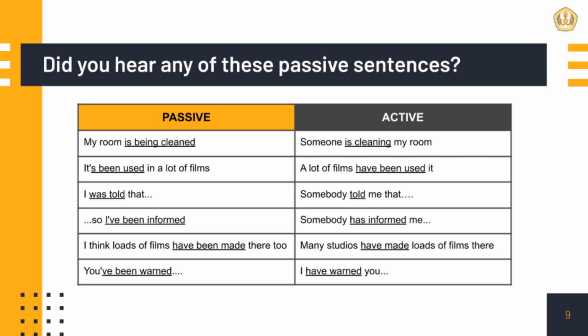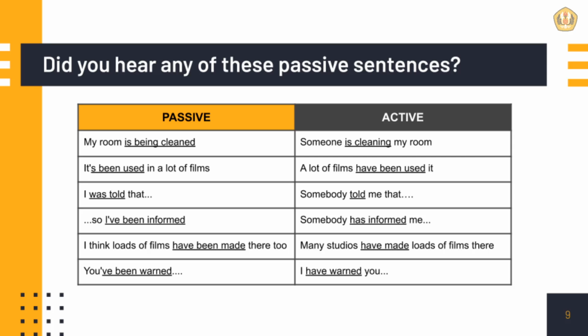Now let's take a look at the left side of this table. Did you manage to find any of these phrases and sentences in the conversation? You can go back to the conversation if you want to check your answer. Let's take a look at this first passive sentence from the conversation that says, my room is being cleaned.